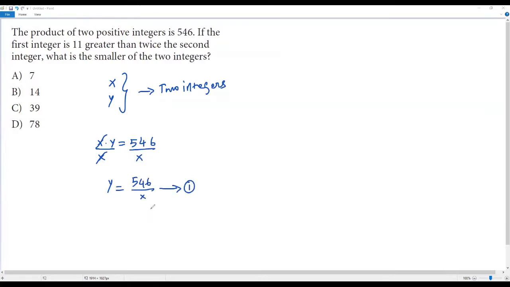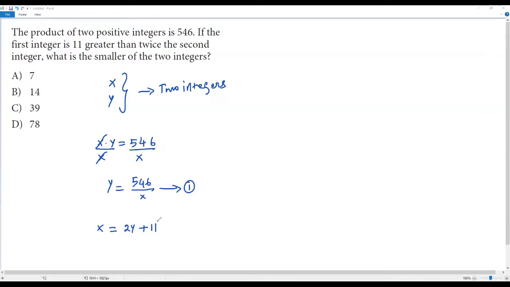Okay, now let me consider the second information. That is, the first integer is 11 greater than twice the second integer. So we can assume x as the first integer. Then it is equal to 11 greater than twice the second integer y. That can be written as 2y plus 11.